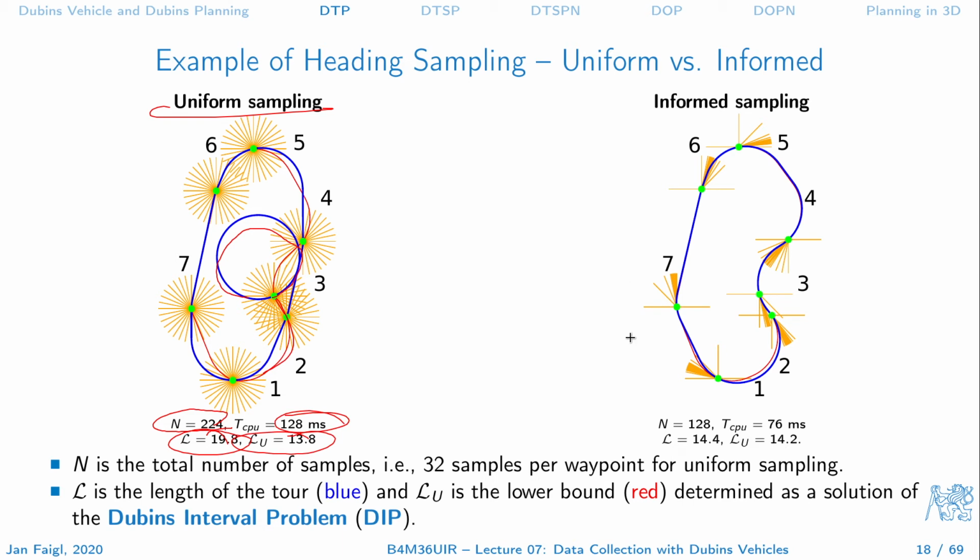If we use fewer samples, but we sample them more smartly, we can find a solution, the blue one, which is very close to this lower bound. You can see the lower bound is tight. And we spent almost 2 times less time, but it's still insignificant. But the problem is how to smartly sample that. And for that, we actually use the Dubins interval problem that provides us the way to compute the lower bound, and a lower bound that is tight.